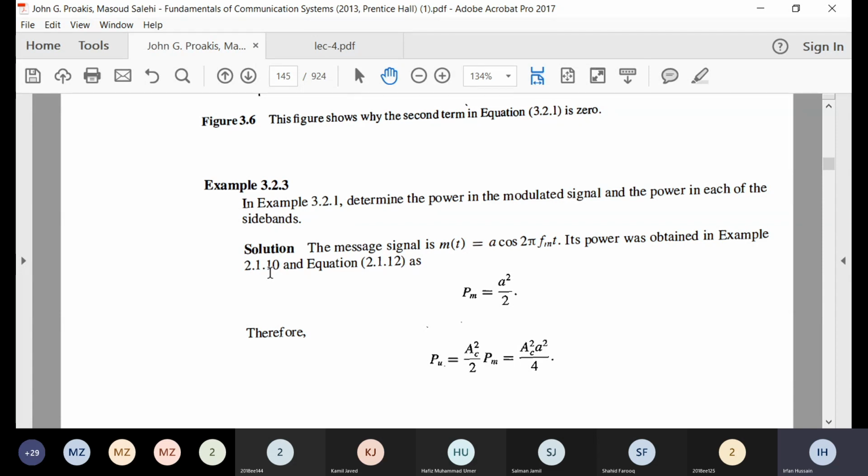You can again apply the same formula. This will become a square cos square of 2 pi fm t. Cos square will be 1 plus cos 4 pi fm t over 2. Cos 4 pi fm t will go away over one time period, will be 0. So again, you will get a square over 2. So a square over 2 is the power of your message signal. And we know that the power of the modulated signal is AC square over 2 into the power of the modulating signal, which was a square over 2. So this will be the power of your modulated signal.